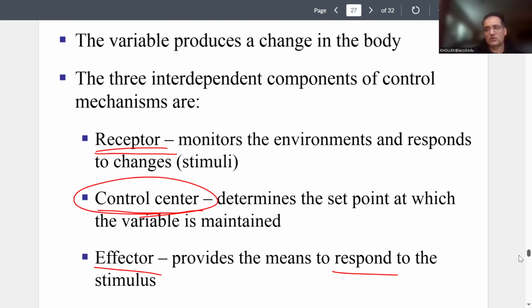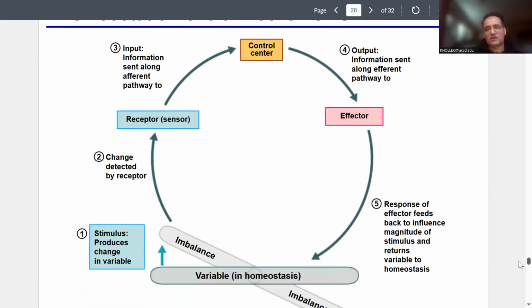All right. So here is the idea. We need balance. We need homeostasis. If it gets imbalanced, the receptor detects that and sends a signal to the control center, and the control center, as the name implies, controls the effector, sending a signal to muscles, and glands are usually the effector.